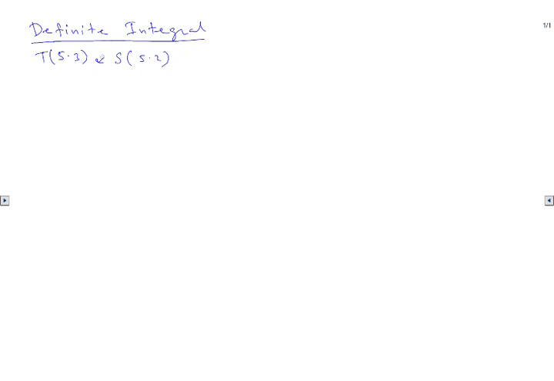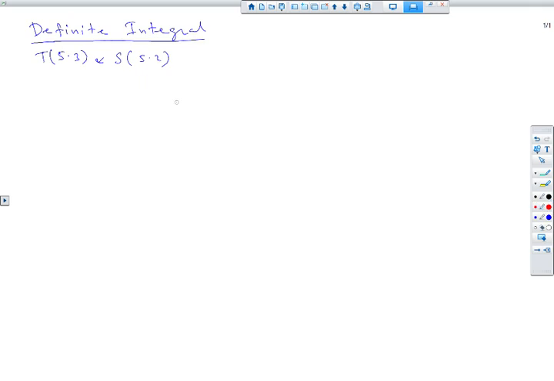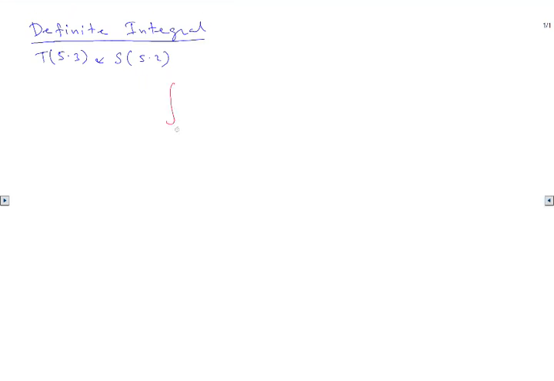So what's the definite integral? Let's start with the notation first. So we can write it like that. We have the integral sign, we have what we call the lower limit and the upper limit, and the integrand, and then we have dx. That is the notation of a definite integral. This is what we call the definite integral.